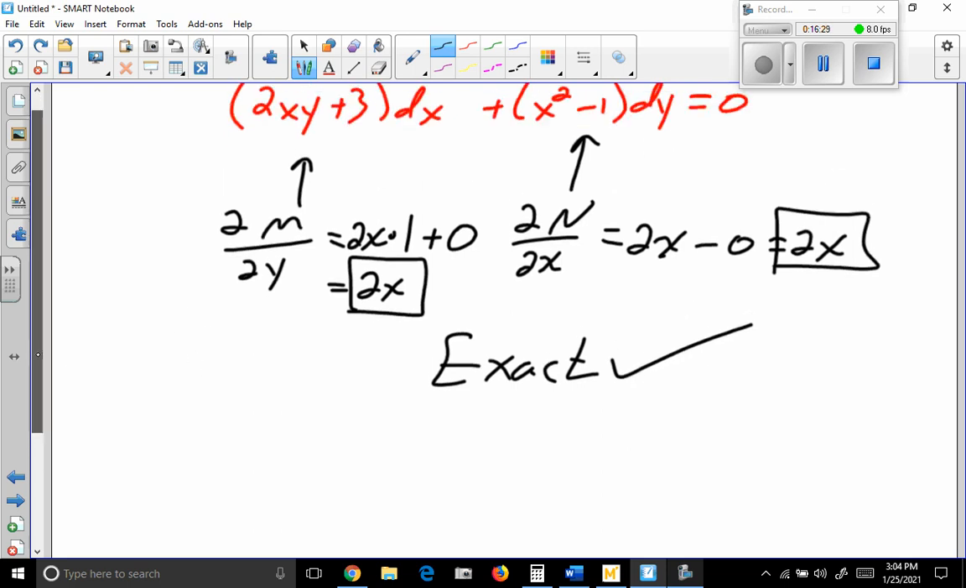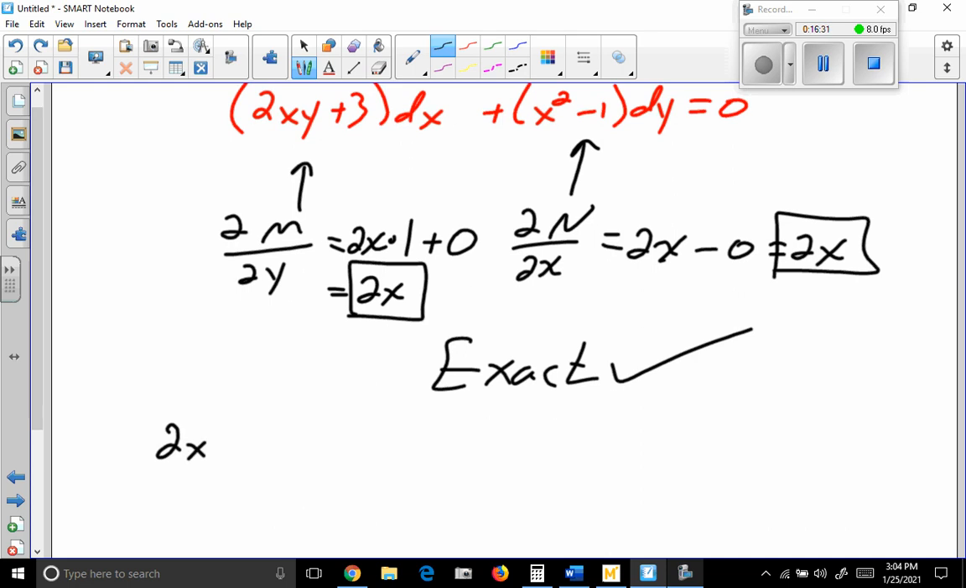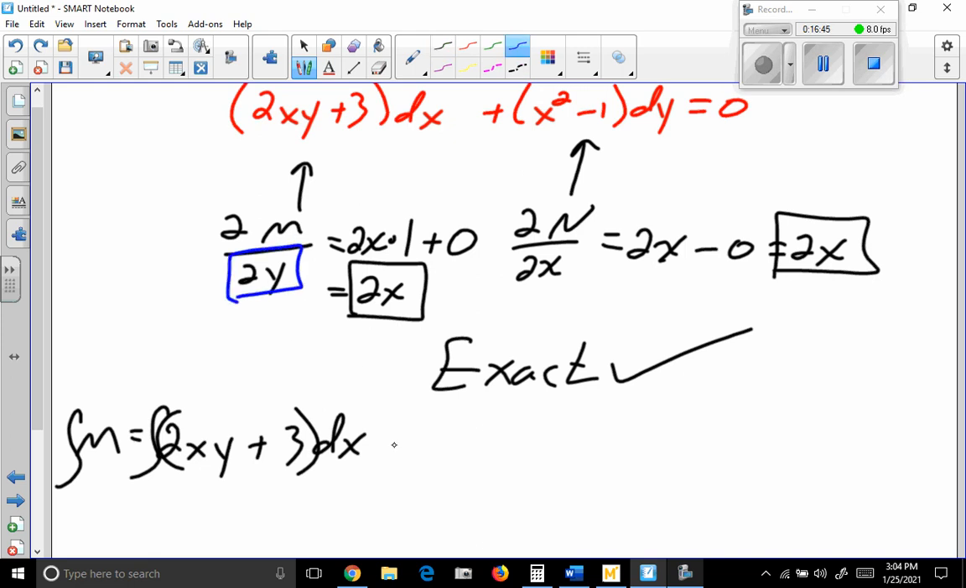We're going to take m, and we're going to integrate it with respect to x. Have to be careful because we differentiated it with respect to y so that we could check to see if we had this.